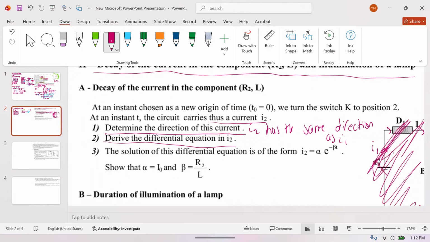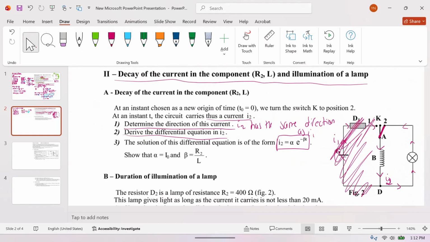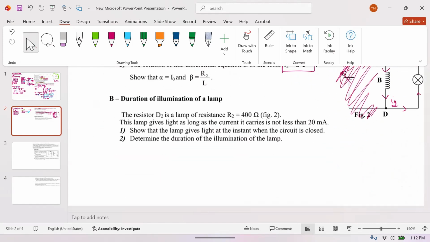Question 2. Now, the solution of this differential equation is I2 equals alpha e to the minus beta t. Show that alpha is equal to I0 and beta is R2 over L. That's really easy. I told you in the previous part, every time they ask you about the constants, the coefficients next to the time and the exponential, it's like they're asking you to verify. It's the same type of solution for different questions. So that's really easy by now.